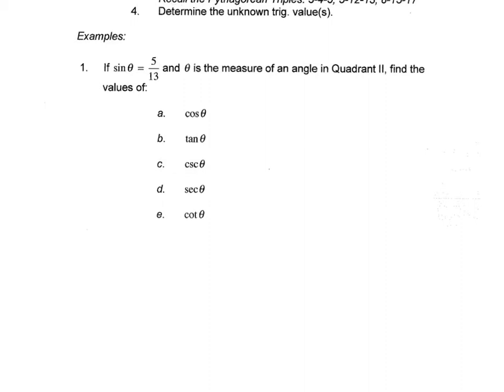If the sine of theta is 5/13 and theta is the measure of an angle in quadrant 2, find the values of the other trig functions. All right, so we're in quadrant 2, so we're going to draw ourselves an x and a y axis. Here's theta. The sine of theta is 5/13. Sine is opposite over hypotenuse, and the hypotenuse is here. So I'm going to need to find the missing side. Oh, it's a Pythagorean triple, so it's 12.